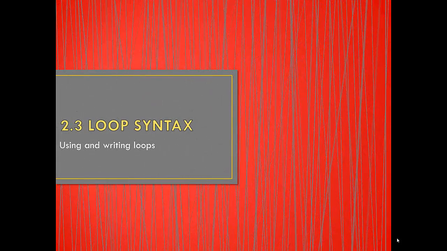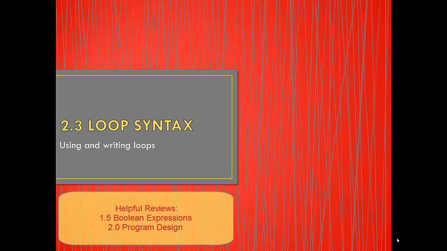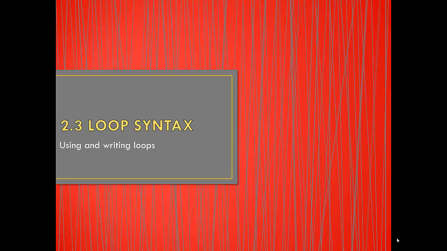This is CS 124, Lesson 2.3, Loop Syntax. To understand what is being taught, today you should be familiar with converting logic problems into Boolean expressions, and you should know how to generate pseudocode corresponding to a C++ function. Today's video will teach you the correct syntax for a while, do while, and for loop.